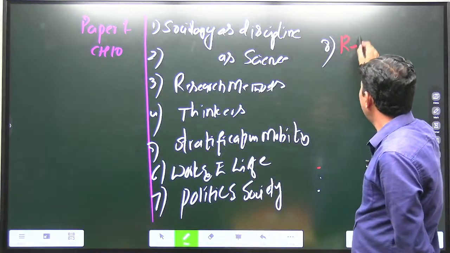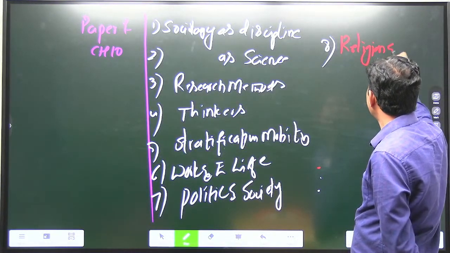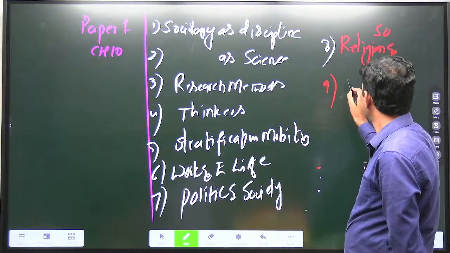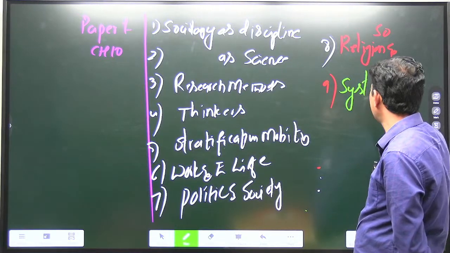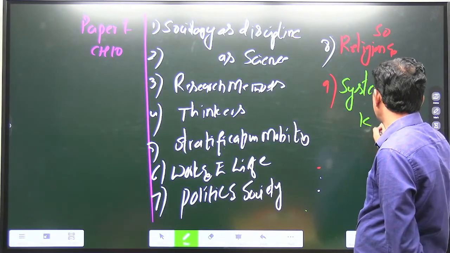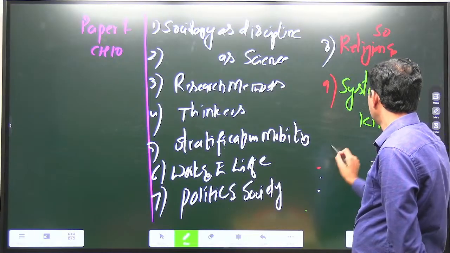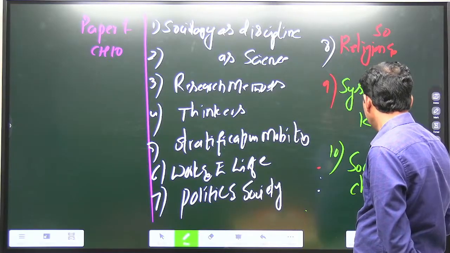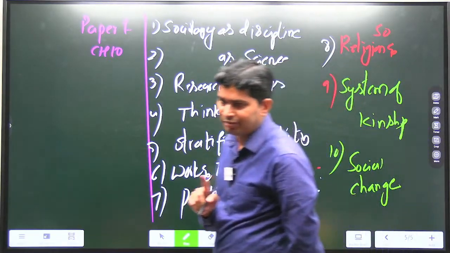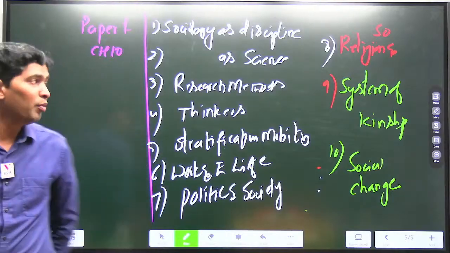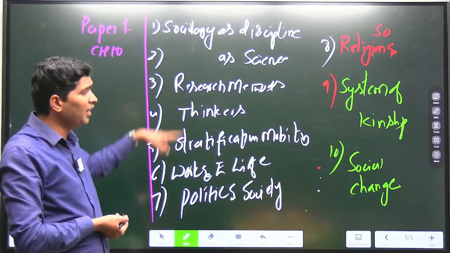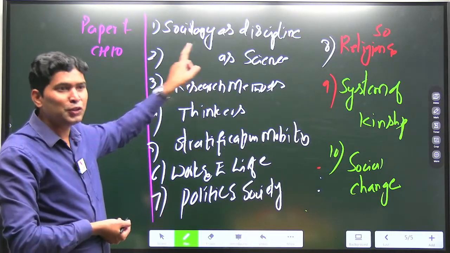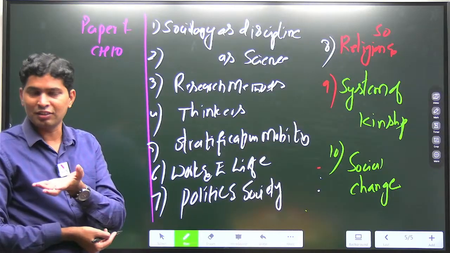Just to get a rough idea of where the questions were scattered. Ninth, marriage and kinship, system of kinship. Here it is only types of marriage and all that. Very good. Last, social change, instruments of social change only. Whenever you read previous year papers, you should be able to remember from which chapter and which subheading the question came. That is called previous year question analysis, not finding out the answer.